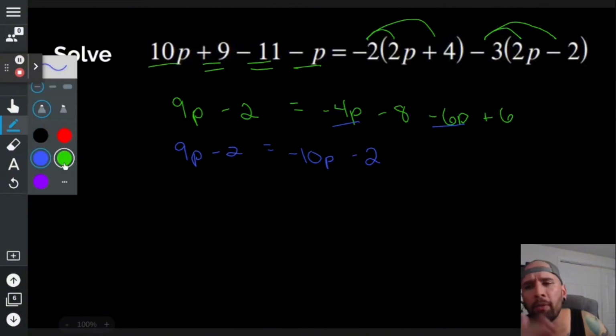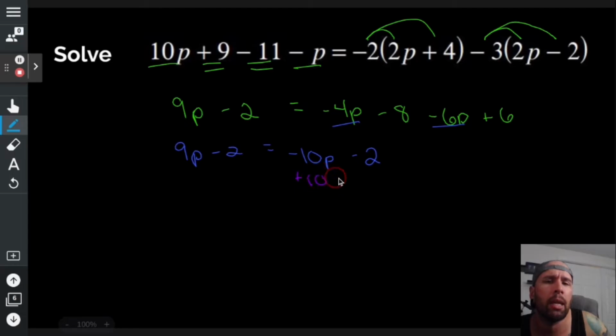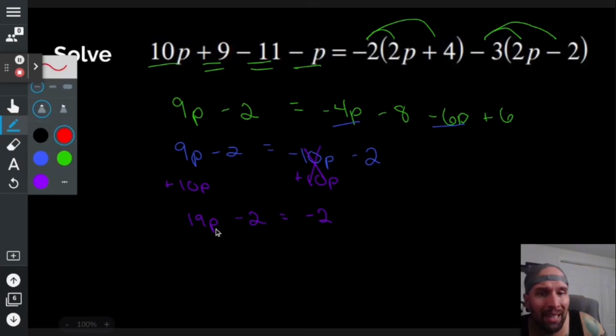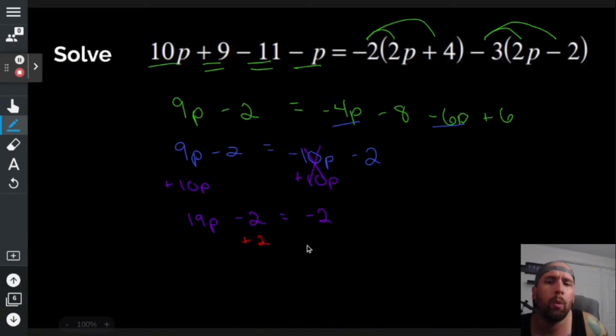I like moving my variables to the left side, so let's do that. Let's do the inverse of negative 10p and add 10p to both sides, giving us 19p. Now, originally I knew I would have to divide by 19 at some point. But looking at what I have now, it piggybacks off the last problem we just did. On the left, I have negative 2. On the right, I have negative 2. What does that mean? The negative 2's will just go away. Once I add 2 to both sides, I have 0, and that makes my problem a whole lot easier.